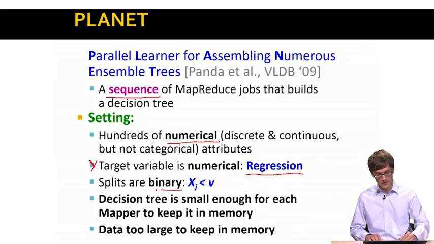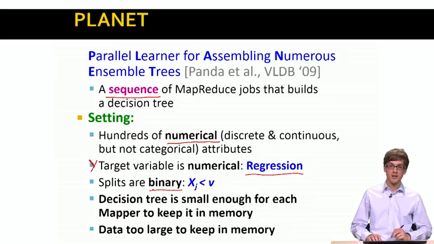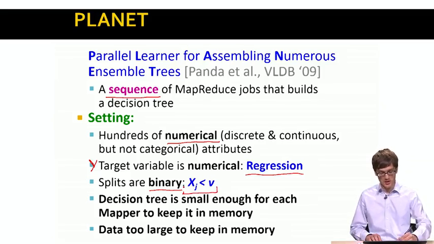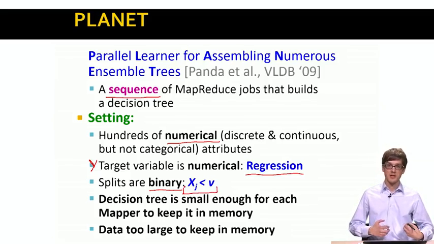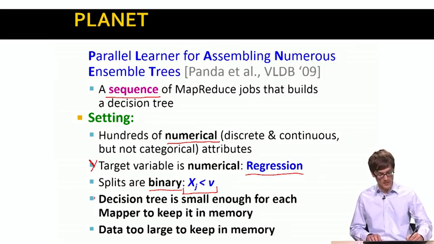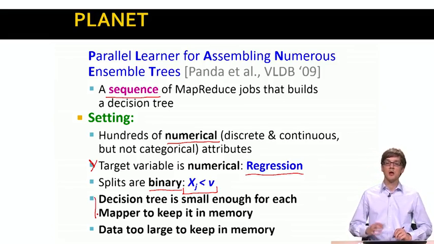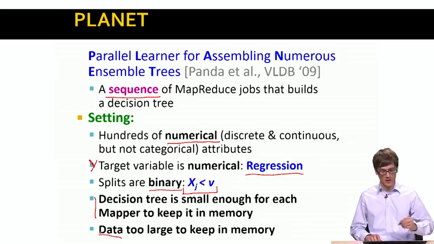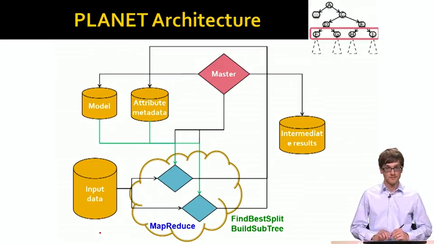And we will limit ourselves to binary splits, right? So our decisions will be of the form, is x less than value v? And if yes, go to the left. If no, go to the right. As I mentioned, our decision tree is small enough, so the mapper can keep it in memory, but the data is too large to be kept in memory.